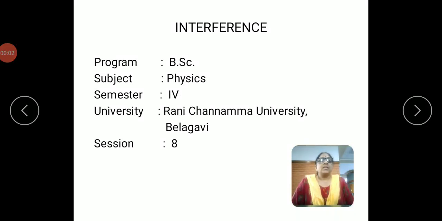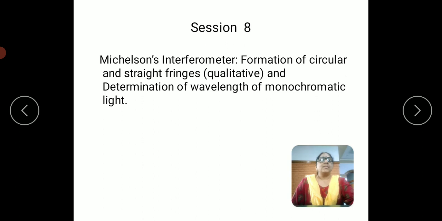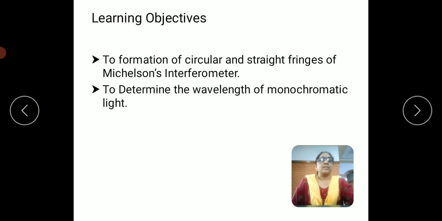Welcome to the Rani Chennamma University BSc 4 Sem Physics Interference Session 8. This Session 8 includes the Michelson interferometer, in which we have to explain qualitatively the formation of circular and straight fringes, and then the determination of wavelength of monochromatic light using the Michelson interferometer.